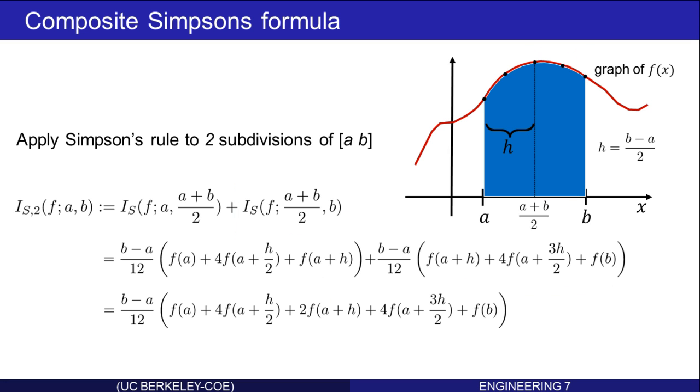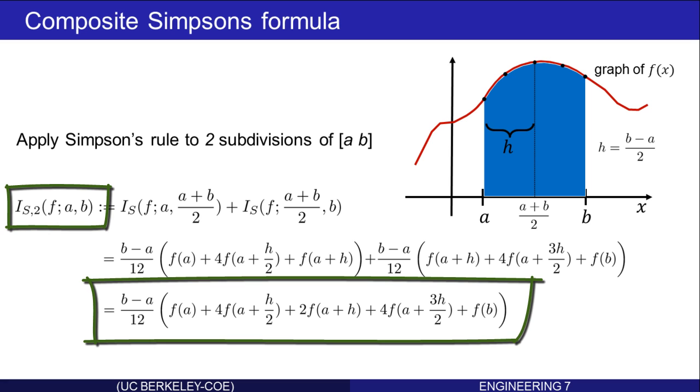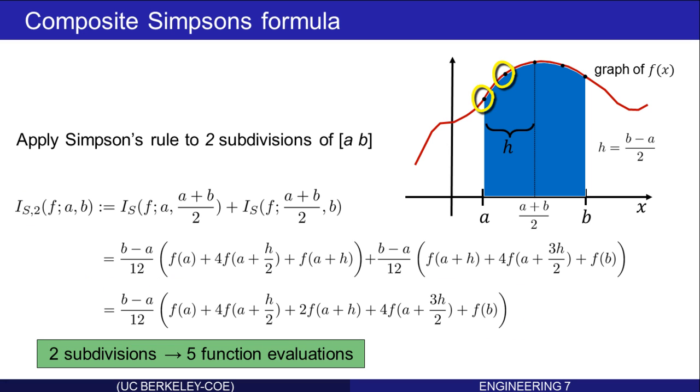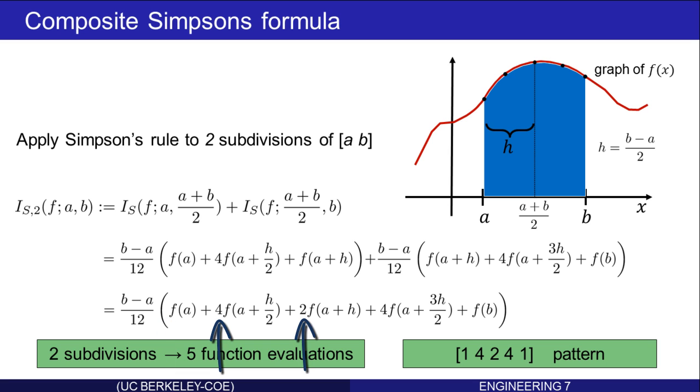Combining those gives the following expression. This is the two-subdivision Simpson approximation to the integral from a to b. Notice that two subdivisions leads to 5 function evaluations. And there's also a pattern inside of 1, 4, 2, 4, 1 for the weights. The 4s are coming from the intermediate point in Simpson's formula always has a 4. The 2 is coming from the middle point, a plus b over 2. Its function evaluation is included in both integrals. Therefore, when terms are collected, it has a weight of 2.